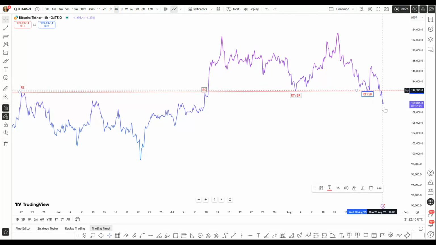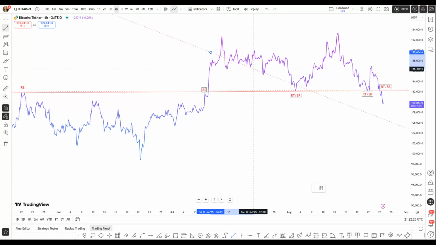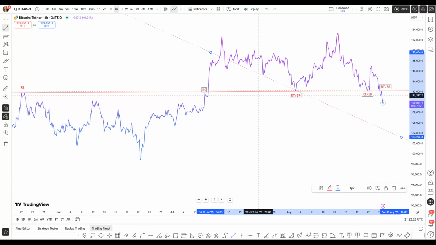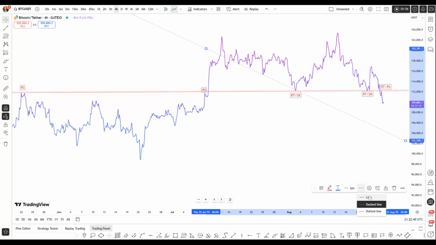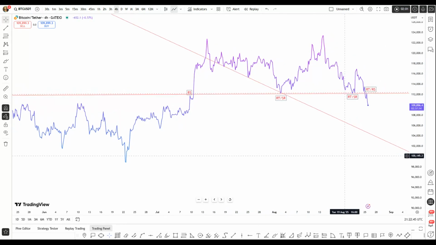Now we broke the structure, we turned it to a supply roof, RT/ROS. So a broken support structure is now a resistance structure and a bearish continuation. And the next thing we want to see is a track record of buy on a descending trend line, which I will also put into perspective for clarity so that we will stay in tune.